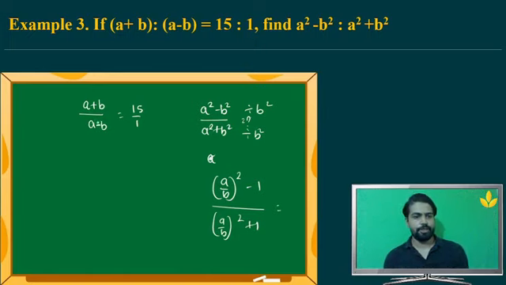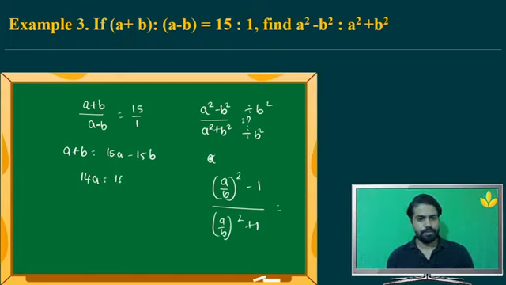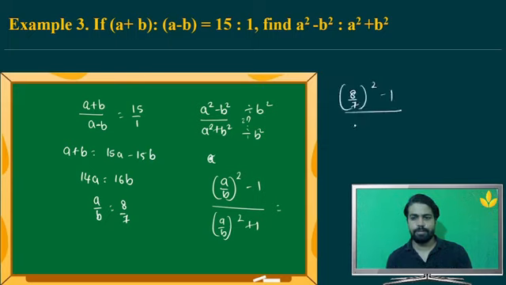So what I can do here is the cross multiplication, and I can say a plus b is equal to 15a minus 15b. So when I solve this, I end up with 14a is equal to 16b. 14a is equal to 16b. So what is a by b? A by b is 8 by 7. So I can substitute there, which is simply (8 by 7) whole square minus 1 by (8 by 7) whole square plus 1.